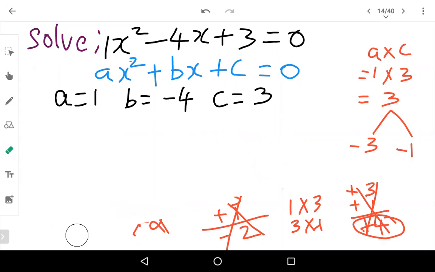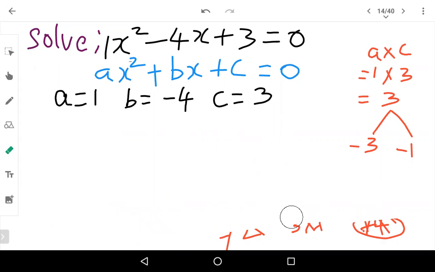Did you all understand how to find the factors? First find the numbers and then do a little calculation with the signs. Make sure you get the same value that is there for b.